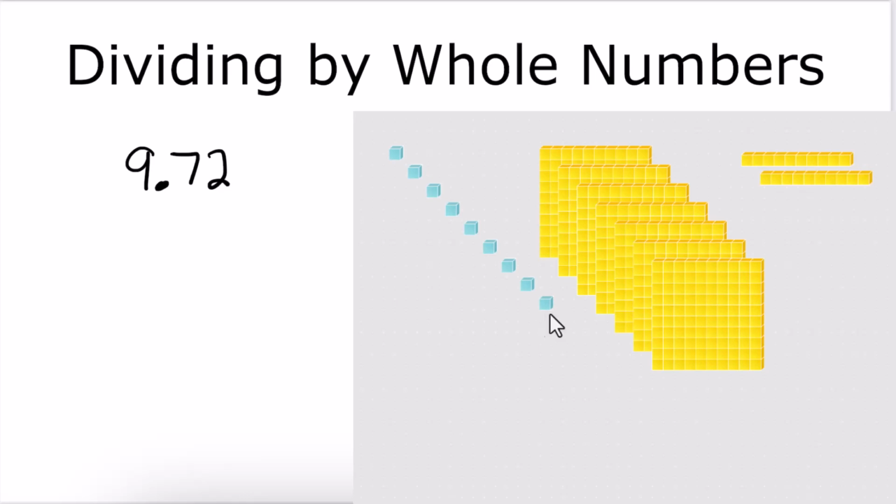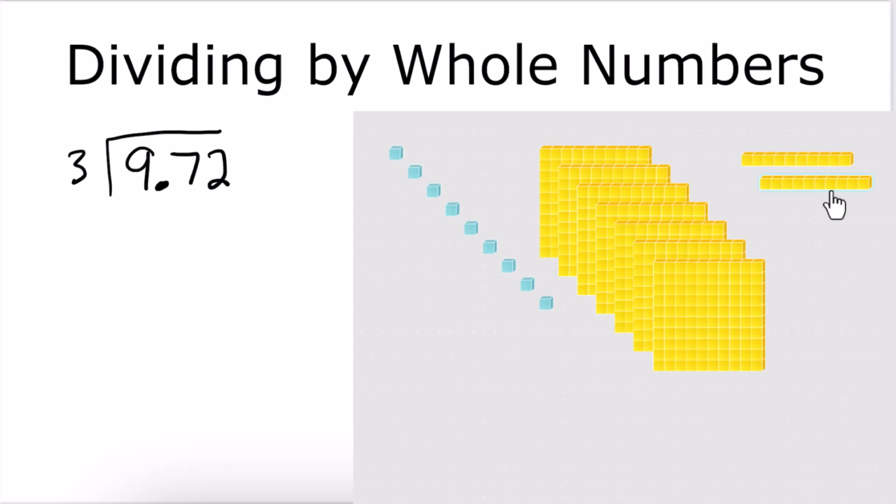And if I cut that big yellow block into 10 pieces, each one of those pieces will be one of these plates. Then if I cut those up into 10 pieces, I get these rods, which will represent the hundredths, because it takes 100 rods to make one of those big yellow blocks. So 9 and 7/10 and 2 hundredths will be represented with these blocks that I have on the screen. And I'm going to divide this decimal number by the whole number 3.